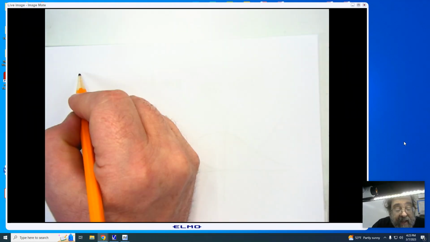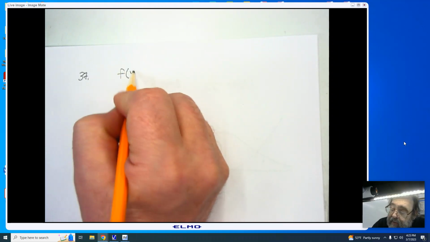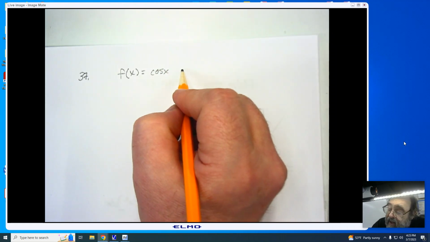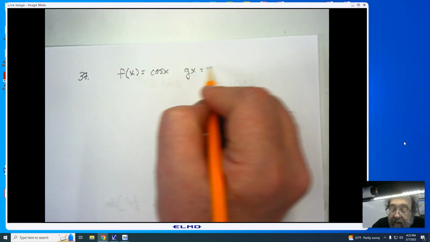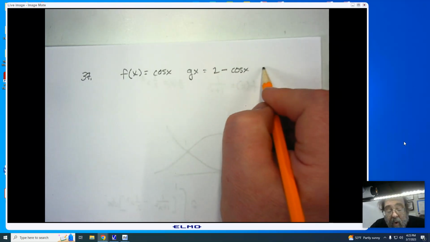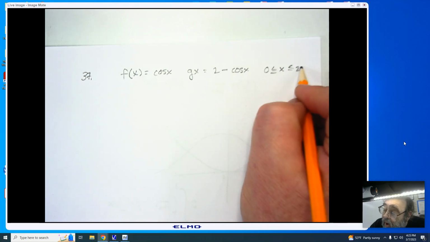We're now going to take a look at number 37. 37 is now asking us to find the region bounded by the graphs over the interval. Same concept. We're looking at f of x equaling a cosine of x, and we have a g of x that is going to give us 2 minus cosine of x, and we're working from 0 to 2 pi.